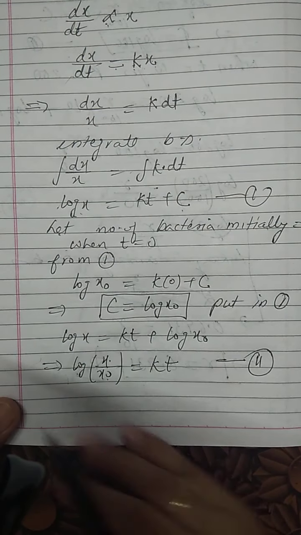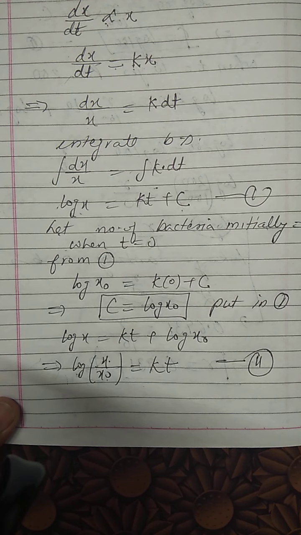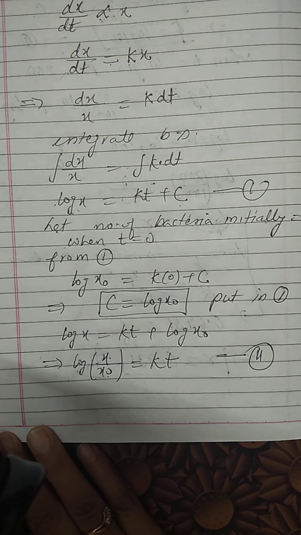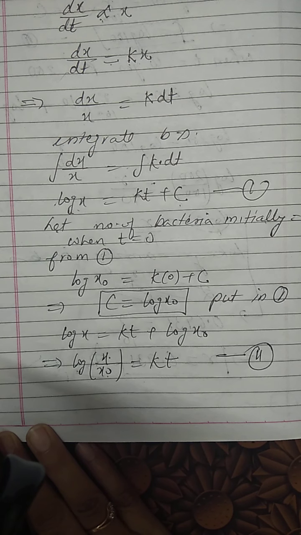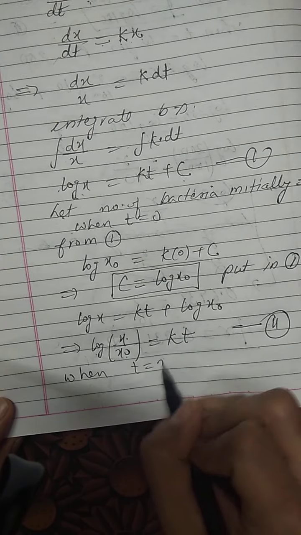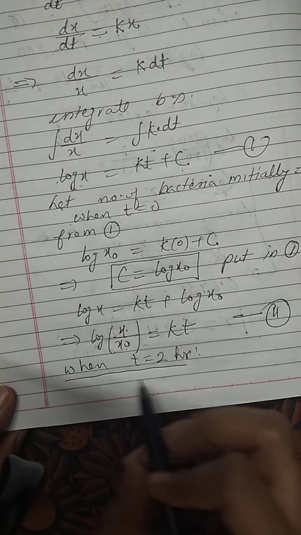Now according to the problem, the number is increased by 10% in 2 hours. Now the number is increasing by 10%. That means if in the beginning the bacteria count is x naught, then after 2 hours it is increased by 10% of that x naught. So that we will substitute here. We will say when t is equal to 2 hours.